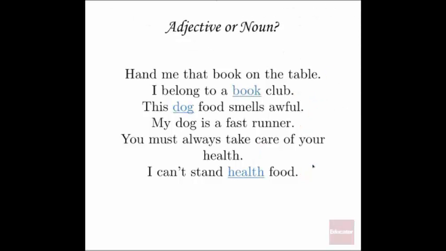Hand me that book on the table. Well, in this case, book is acting like a noun. We're talking about an actual book. It refers to an object. It's a noun. In fact, it's even modified by the adjective that. I belong to a book club. Well, in this case, book is an adjective because it's modifying club.